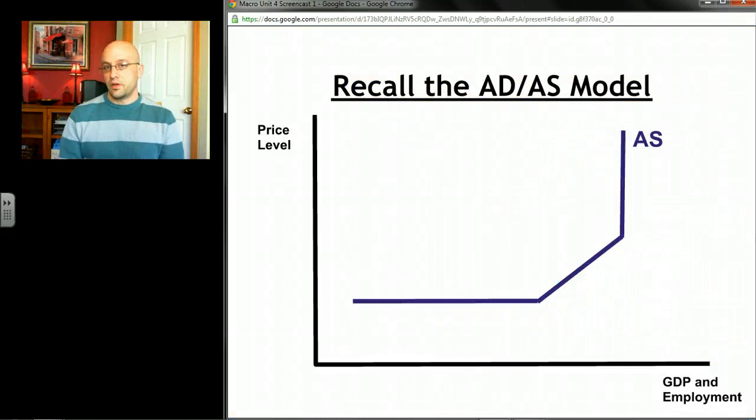Now, to understand fiscal policy, we kind of have to go back to the model that you were learning about in the last unit, the aggregate demand, aggregate supply model. And remember just a couple of things about it. Remember, the aggregate supply has the three basic segments, the three basic shapes. Horizontal, that's where we're in a recession.